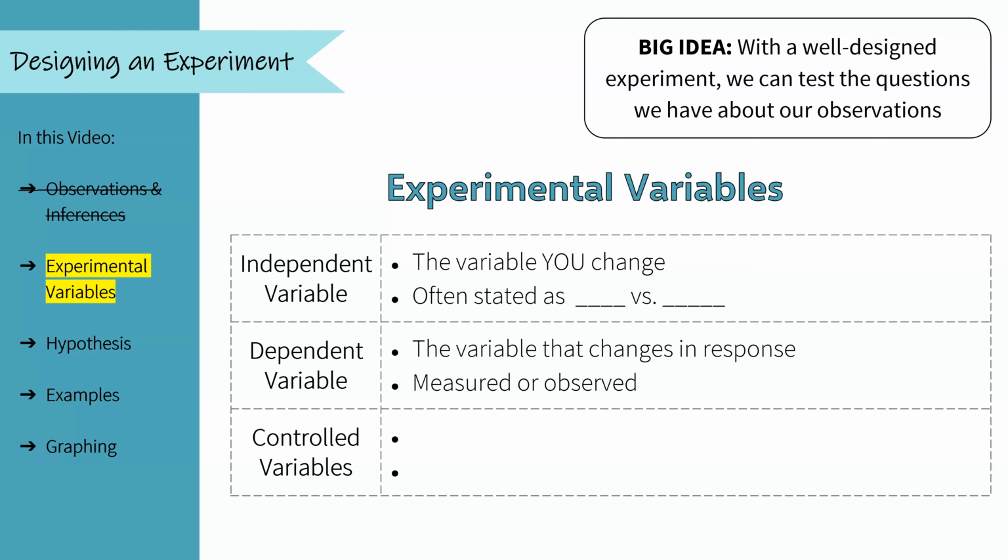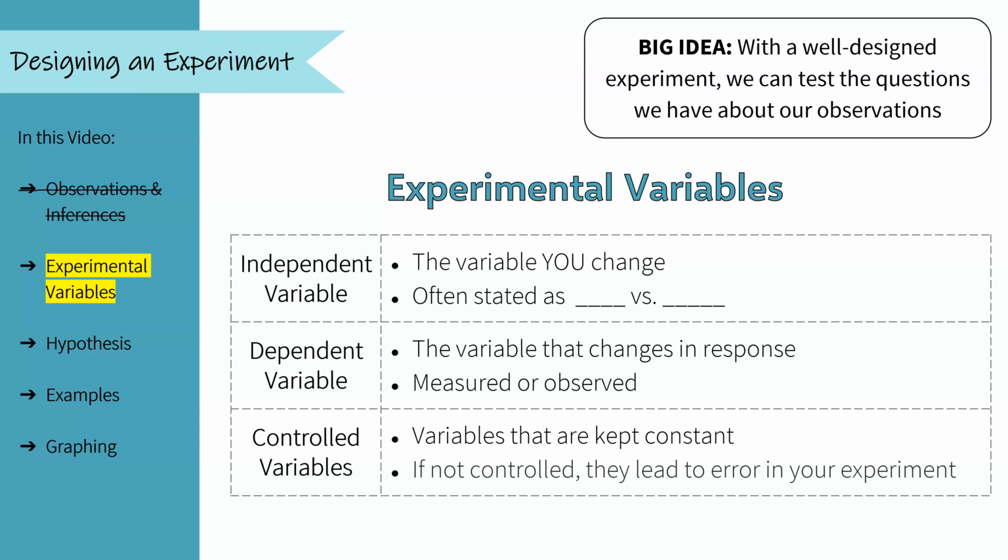Finally, we have controlled variables. These are variables that we keep constant. If we didn't control them, then they would sort of be messing up or changing the results that we're seeing in our dependent variable. This leads to error in our experiments.